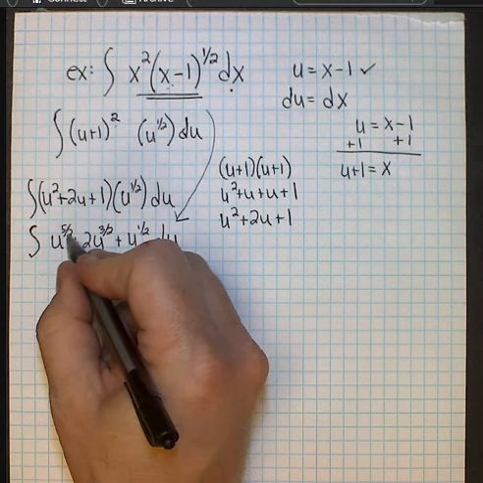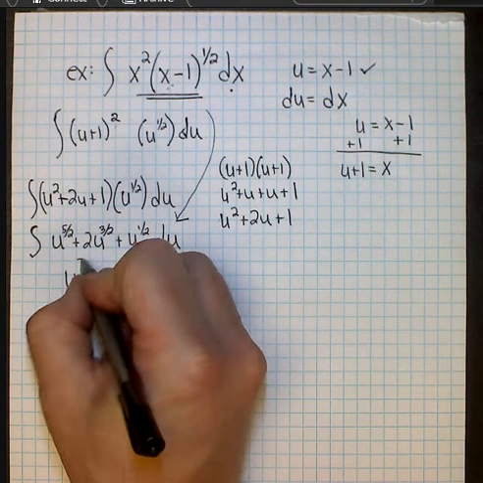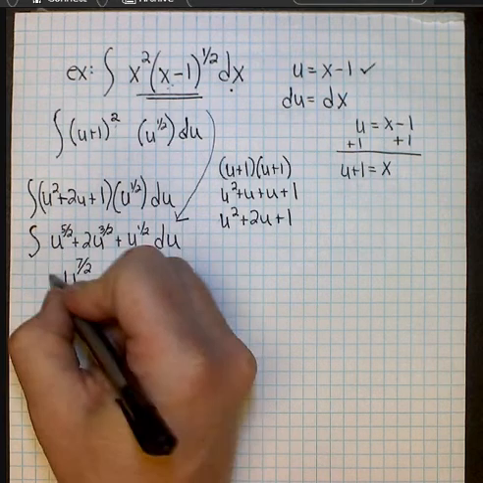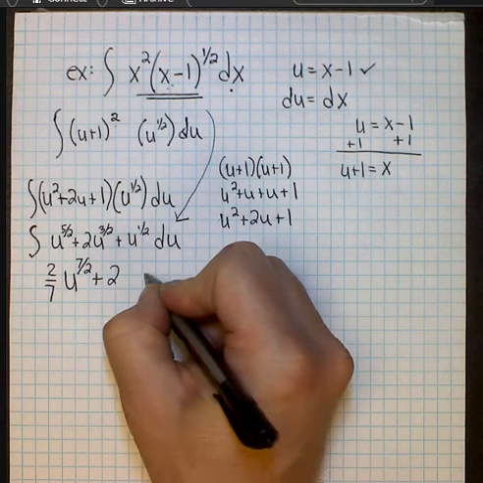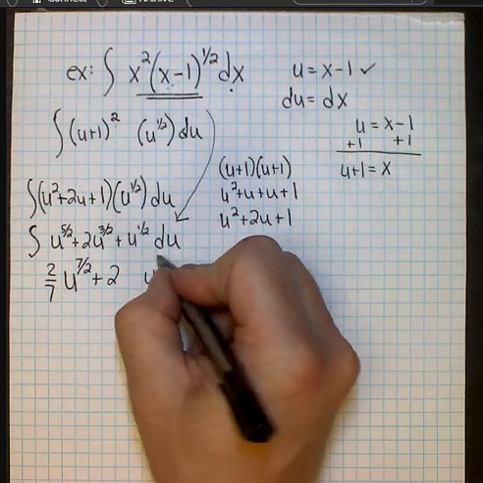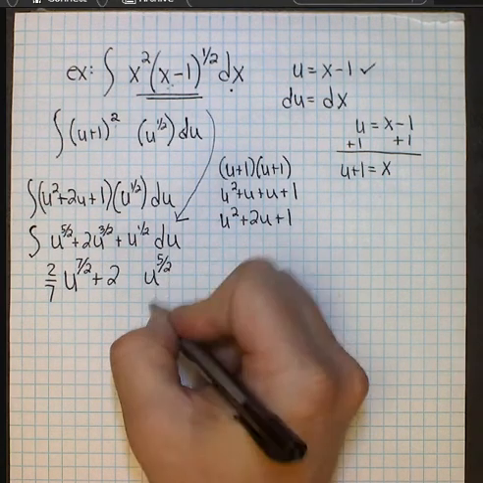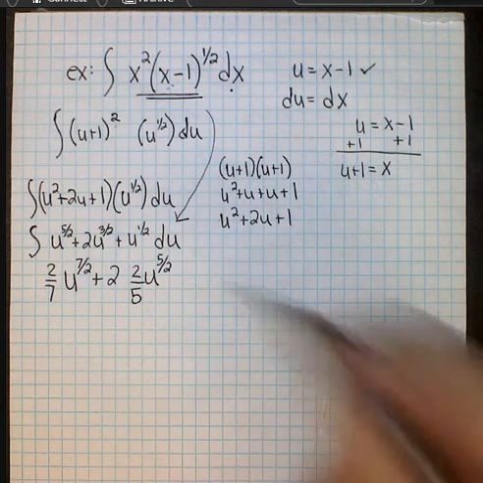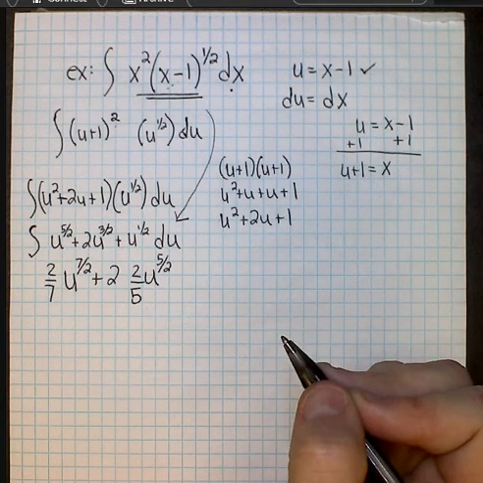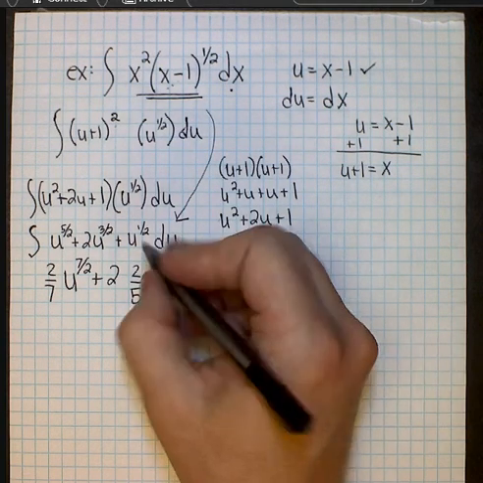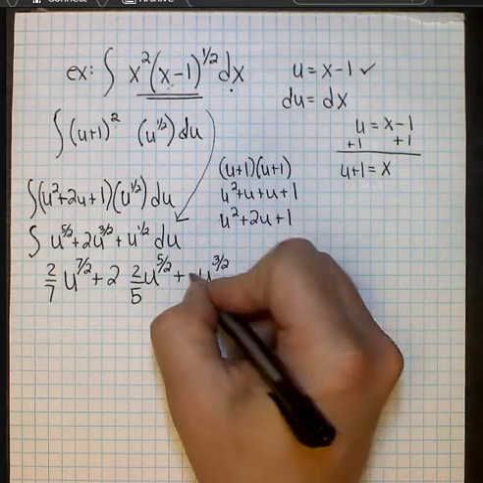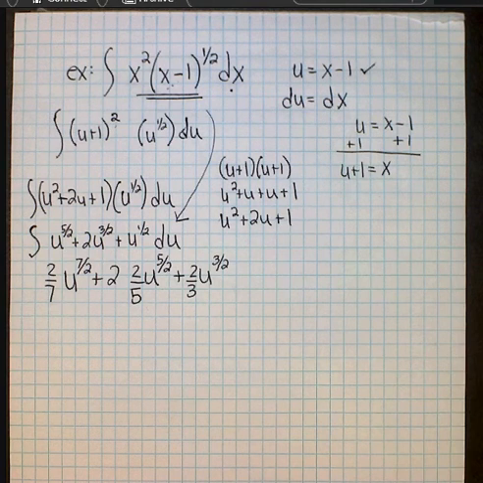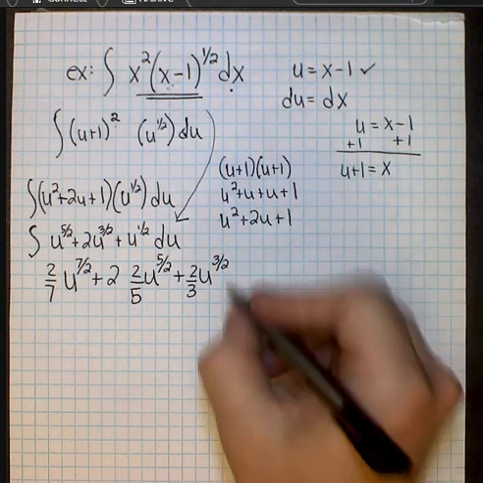This is u. I'm going to add 1 to the exponent. That's 7/2, divided by 7/2, which is 2/7, plus 2. There's my u. I'm going to add 1 to the 5/2, divided by 5/2 means we're going to multiply by 2/5. Then plus u, add 1, I get 3/2, divide by 3/2, same thing as multiplying by 2/3, plus c.